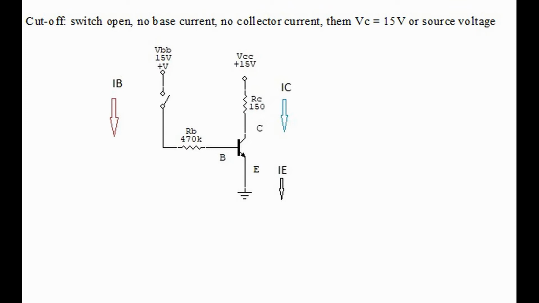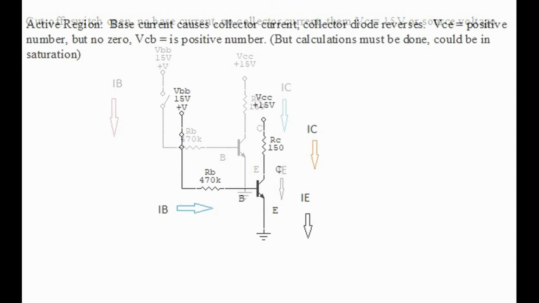But notice that there's a switch connected with the base circuit. That means that at this moment, if you look at it, there is no current flowing into the base. If there is no current flowing into the base, that means that the transistor is off. We call this cutoff. And in cutoff, there is no current into the base, therefore no current in the collector. And then if we take a voltmeter and measure the voltage at the collector with respect to ground, we would find that the voltage would be 15 volts, or otherwise source voltage.